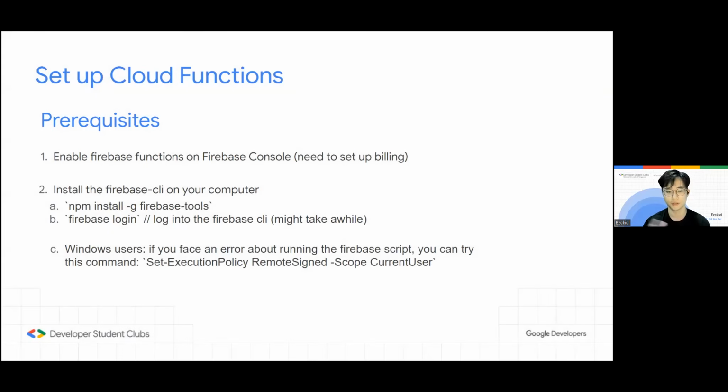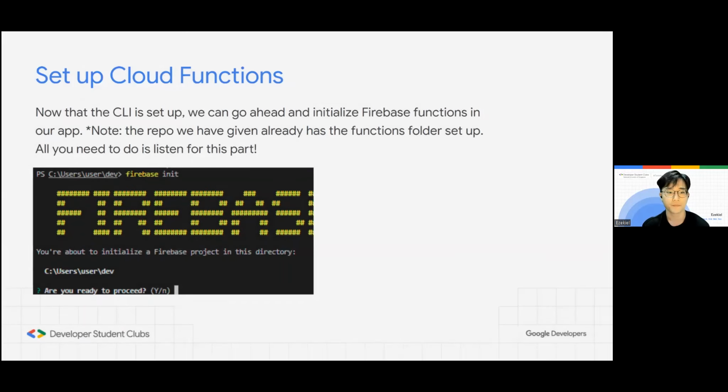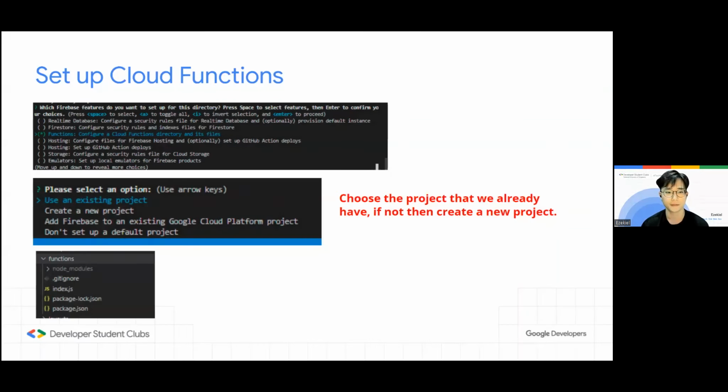So I'm just going to breeze through this part. To set up Cloud Functions, you need to enable Firebase CLI. And one thing for Windows users, I faced this problem. If you have some error about running the Firebase script, you can just set the execution policy and everything, just copy it in. Then look through the slides when you're setting this up on your own. Just set up Cloud Functions. We just want functions.